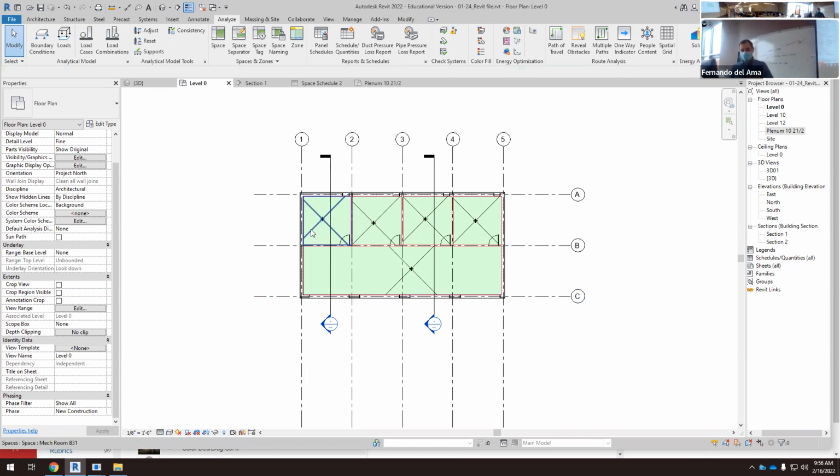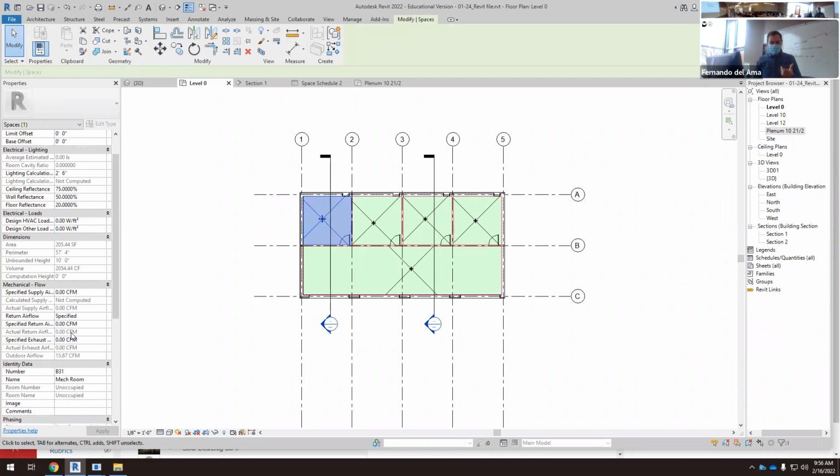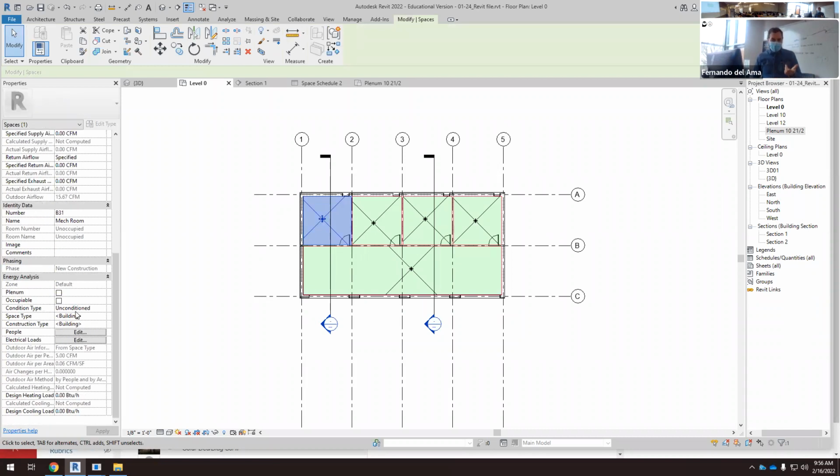But that's why we can't start placing spaces 1, 2, 3, 100, because then we have to go one by one, checking all these conditions. So when you place 3, 4, 5 spaces, make sure that you check all of them. And if there's a mechanical room, make sure that it's unconditioned. We don't have a heating system, but this is not outside. With a mechanical room, the same thing applies.